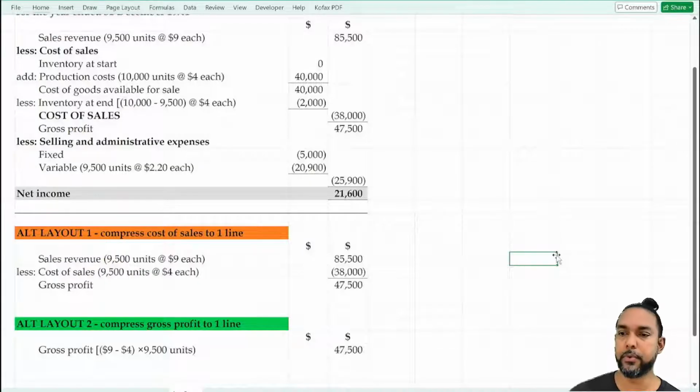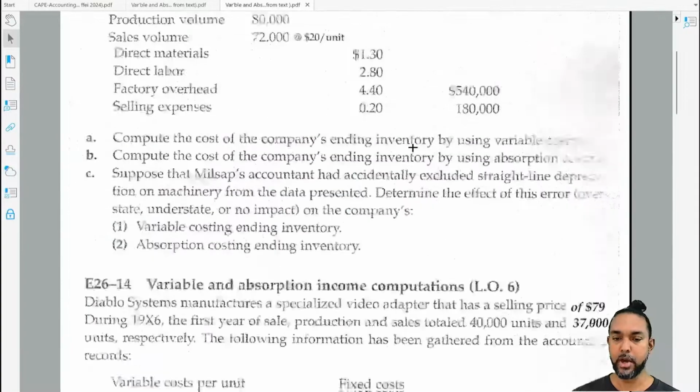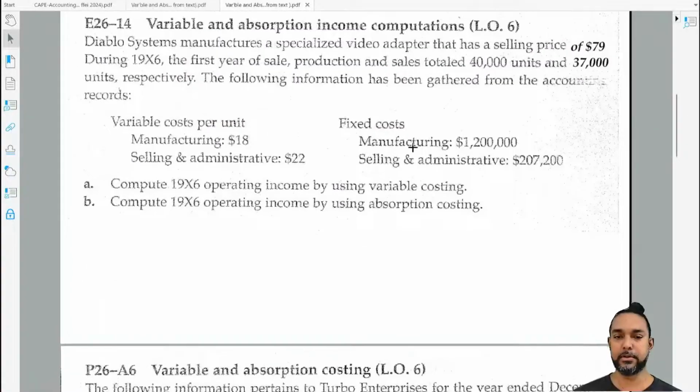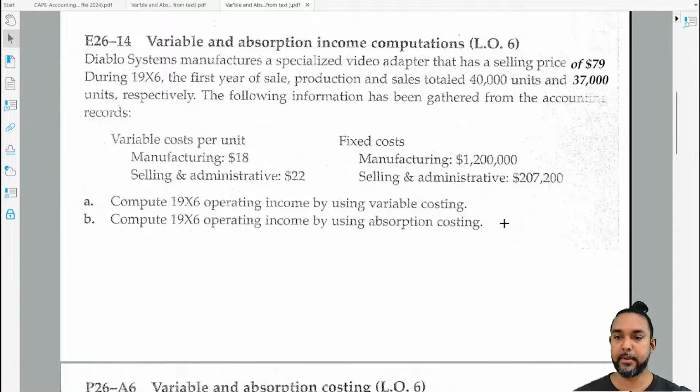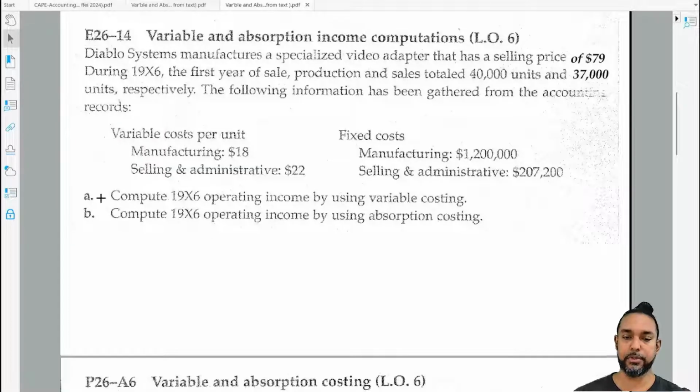Cool. All right. So what I'm gonna do, let's put back up Diablo. For Diablo now, you have a selling price of 79. You produce 40,000 units. You sold 37,000 units, right? And you have your other costing data down there. So what I want you to do is the income statement using absorption costing, please and thanks.